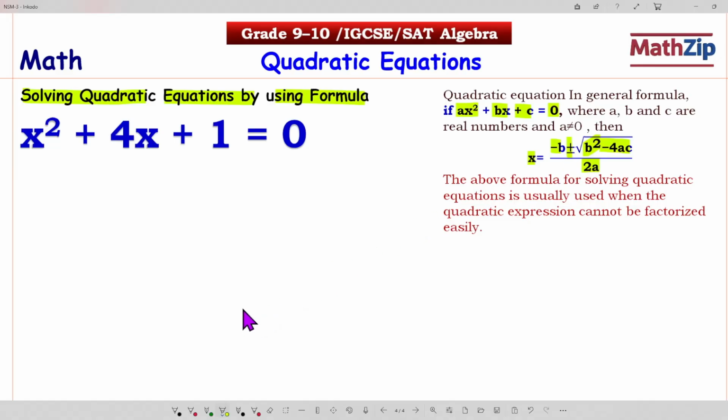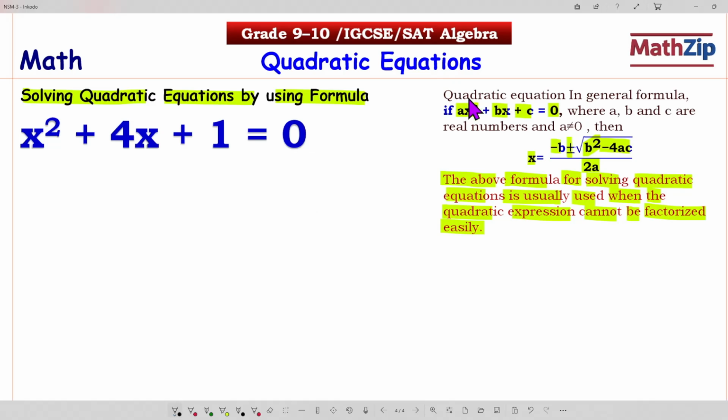But why use the formula? Why not use factorization? Look, here is a line. The above formula for solving quadratic equations is usually used when the quadratic expression cannot be factorized easily. So x square plus 4x plus 1 equals 0. Today's question, we cannot factorize easily. That's why we are following the quadratic equation general formula.